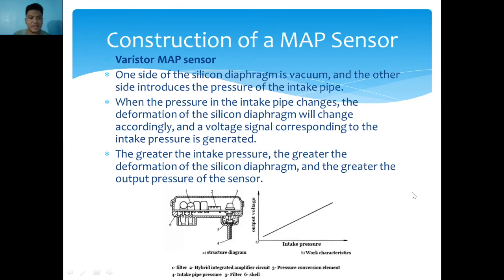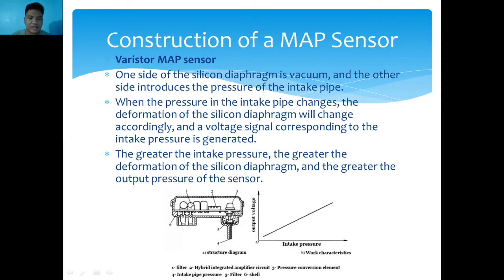Next, varistor MAP sensor. One side of the silicone diaphragm is vacuum and the other side introduces the pressure of the intake pipe. When the pressure in the intake pipe changes, the deformation of the silicone diaphragm will change, and a voltage signal corresponding to the intake pressure is generated. The greater the intake pressure, the greater the deformation of the silicone diaphragm, and the greater the output voltage of the sensor. So here you can see it.